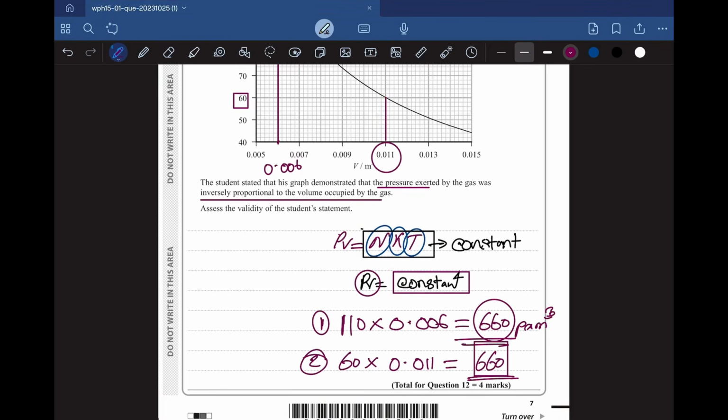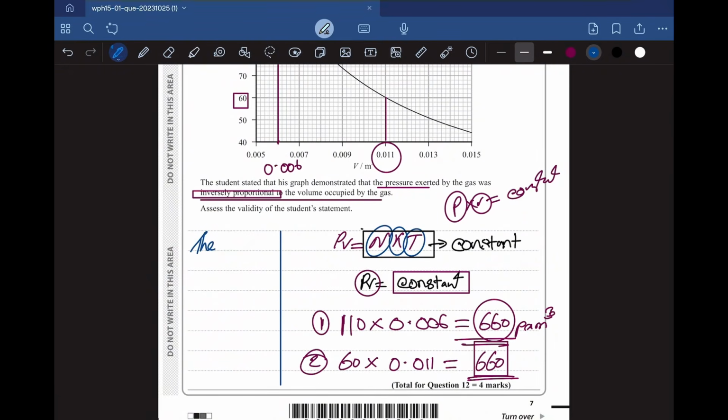The value is constant. Okay, the value is constant, and as pressure and volume are on the same side, we can say pressure is inversely proportional to the volume. According to the equation, they have also said that it was inversely proportional. So now we have shown two examples where the product has been constant. Okay, the multiplication of P and V gives us a constant value, just like we have figured out. So we can say the value of PV is constant, so the student's claim is valid. We can write it right here.